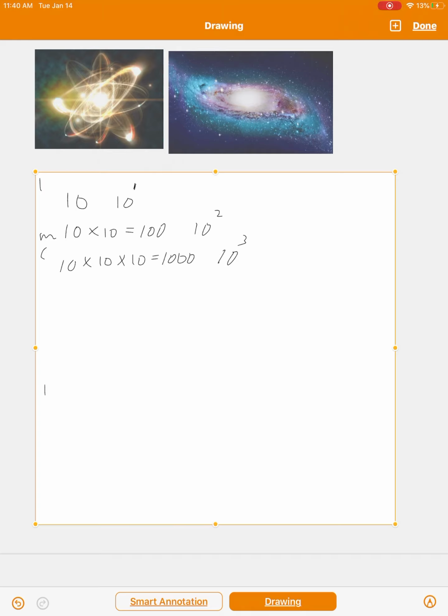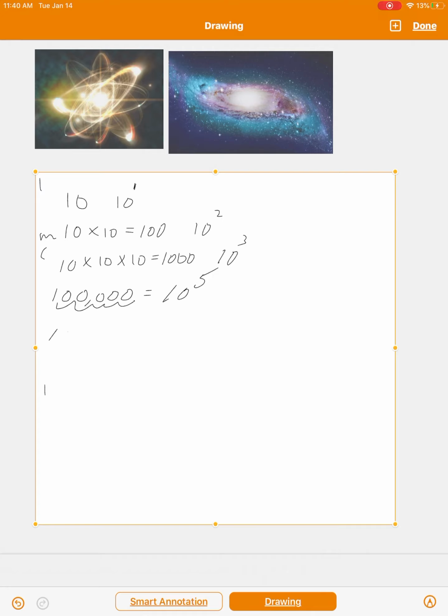Okay? So 10 to the 1 is 10, 10 to the 2 is 100, and 10 to the 3 is 1,000. So suppose we have 100,000, just to show you a number here. Well, what you would do is you would put the decimal point here, go 1, 2, 3, 4, 5, till you get to 1. And that took 5, so we would write that as 10 to the 5.